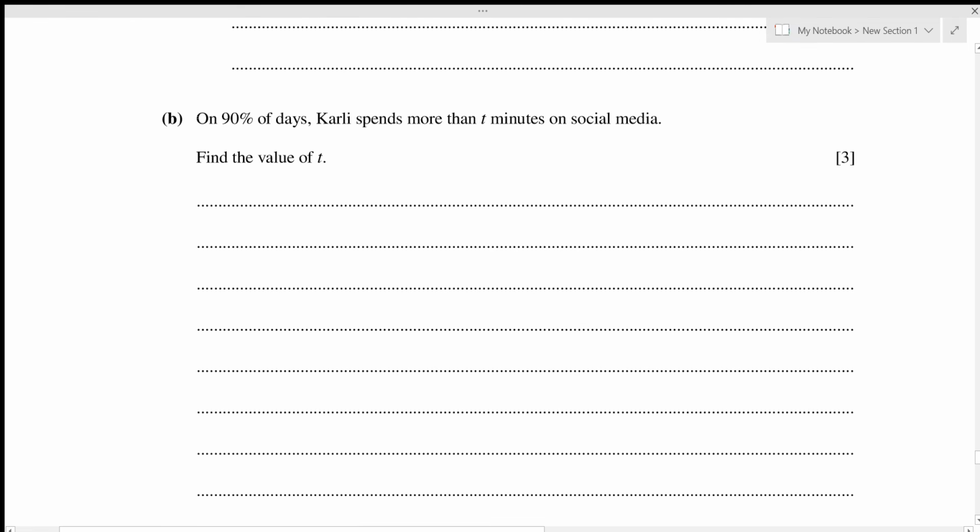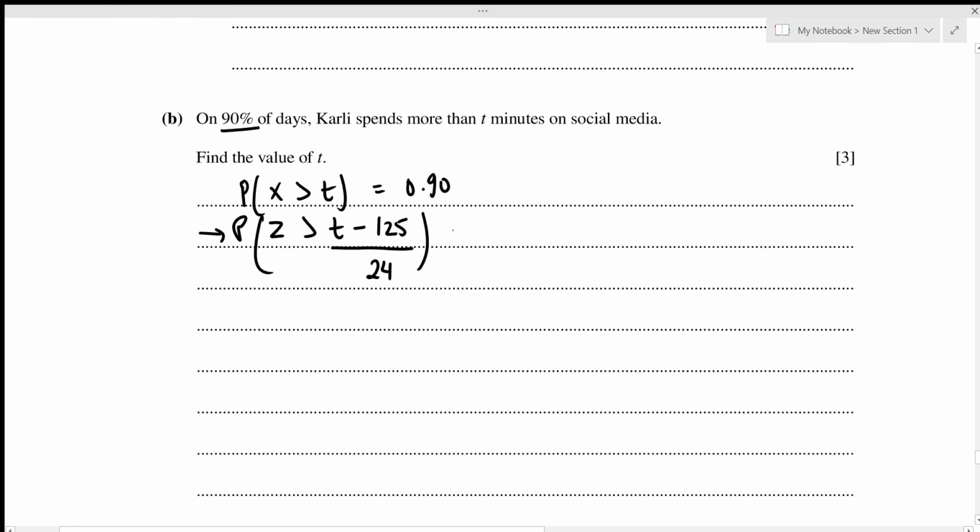Now for the next part, on 90% of the days, Carly spends more than t minutes on social media. So that's going to be probability x greater than t is 0.90. That's 90%. And we need to figure out the value of t. Alright, what we know is that x follows a normal distribution. So the first step would be to standardize. That's going to be probability z is greater than t minus the mean, which has the value of 125, divided by the standard deviation, which has a value of 24. This is equal to 0.90.